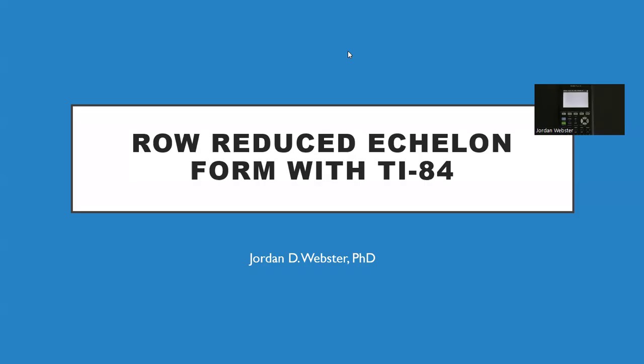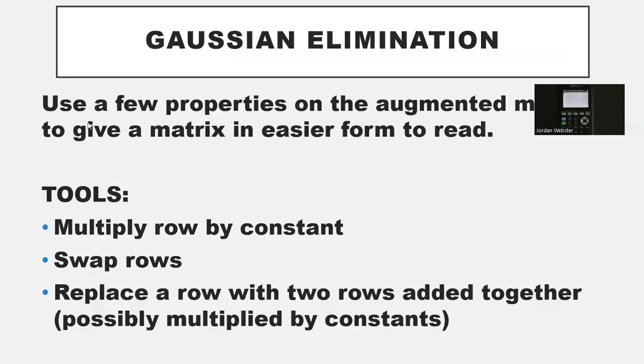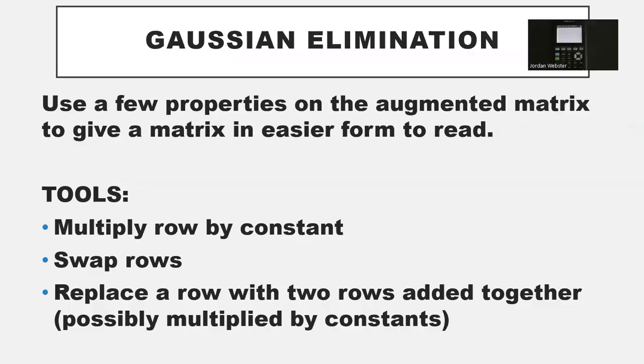In this video, we'll show how to calculate the row-reduced echelon form of any matrix with the TI-84 calculator. The process that your calculator is going to use is Gaussian elimination. Usually we have this process when we're dealing with an augmented matrix, and we're trying to create row-reduced echelon form. To do that, we can multiply a row by a constant, swap rows of your matrix, or replace a row with two rows added together, possibly multiplied by constants.